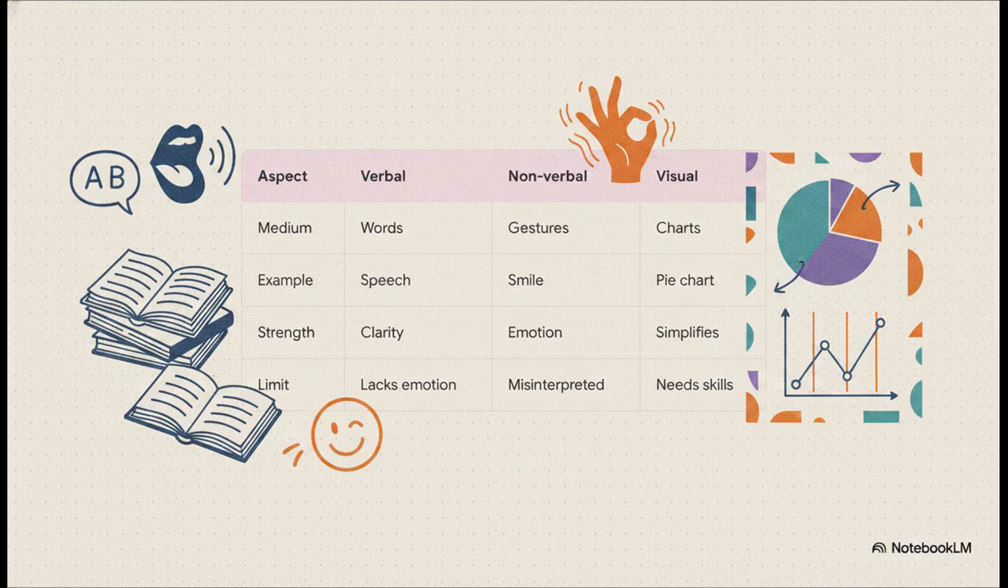Verbal gives you unmatched clarity and precision, but it can sometimes lack emotion. Nonverbal communication brilliantly adds that missing emotional depth, but, and it's a big but, it can easily be misinterpreted. And visuals? They are your absolute superpower for simplifying complex data, provided you have the design skills to pull it off. You wouldn't send a giant spreadsheet when a simple pie chart will do, right?